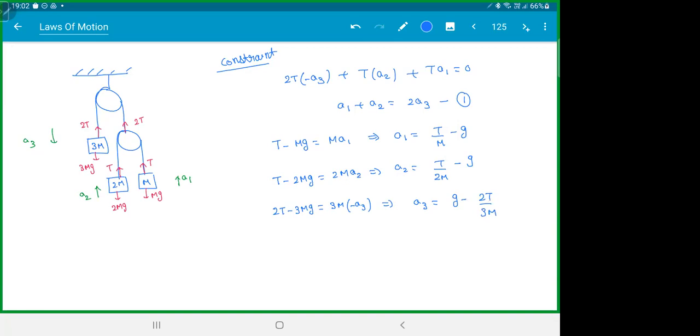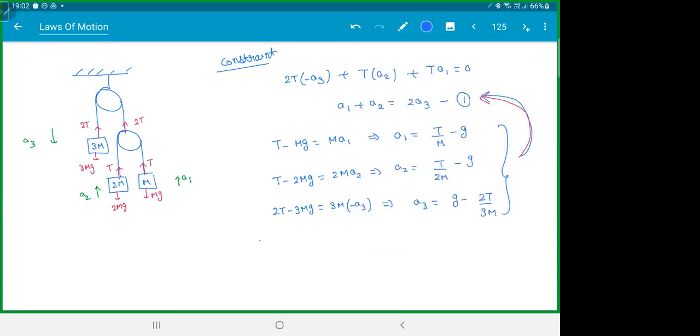Why am I doing this? For A1, A2, A3, the common term is T. So from there, I got an idea. If I take all these three and put them in this one equation, I can eliminate A1, A2, A3, and I'll get T directly. Put all these three in that equation there.